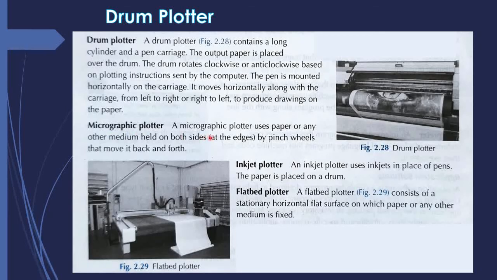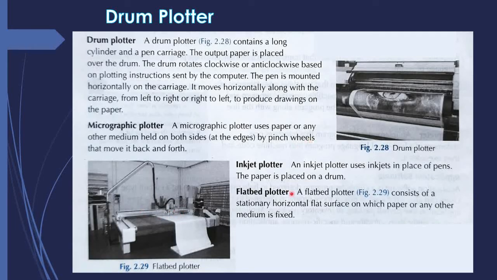After the drum plotter, next is the micrographic plotter. The micrographic plotter uses paper or any other medium held on both sides and at the edge by pinch rollers, which move it back and forth. This is a flatbed plotter, a type of micrographic plotter. The paper is kept on the surface area, and the pen is moved from left to right.